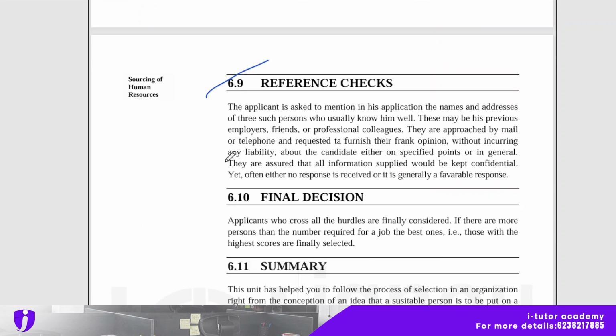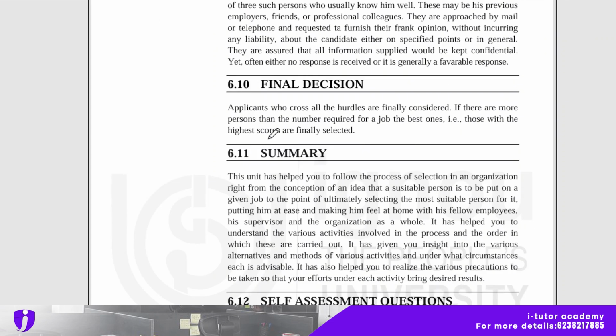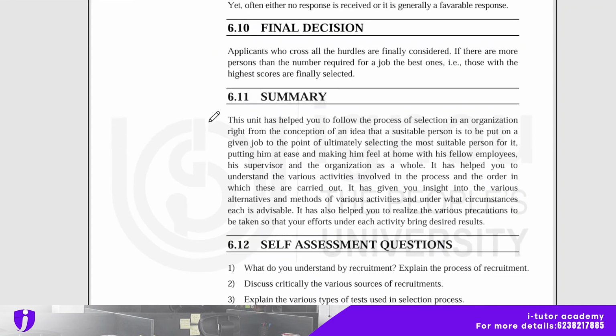So reference check is the last one, and the applicant is asked to mention in his application the names and addresses of three persons who usually know him well. These may be his previous employers, friends or professional colleagues. They are approached by mail or telephone and requested to furnish their frank opinion without incurring any liability about the candidate, either on specified points or in general. They are assured that all information supplied would be kept confidential, yet often either no response is received or a generally favorable response. The final decision: the applicants who cross all the hurdles are finally considered.